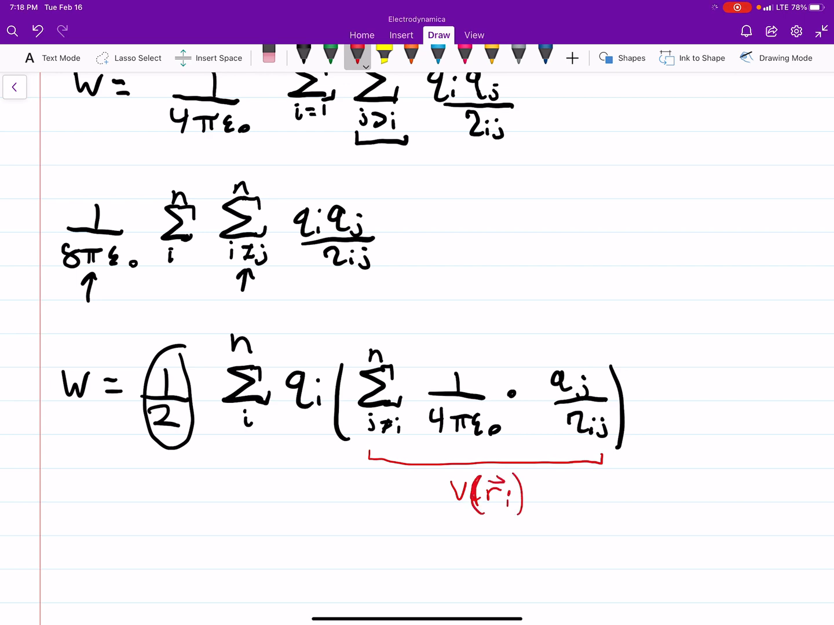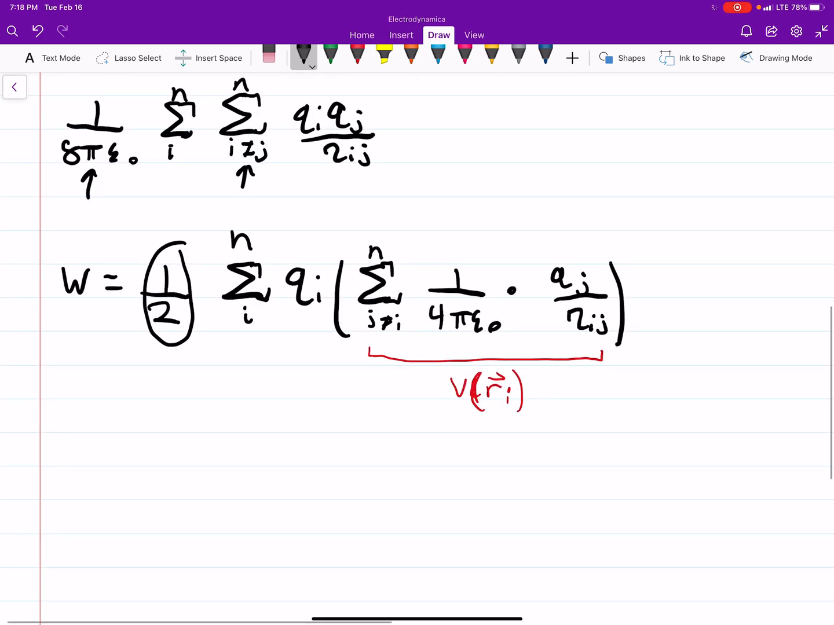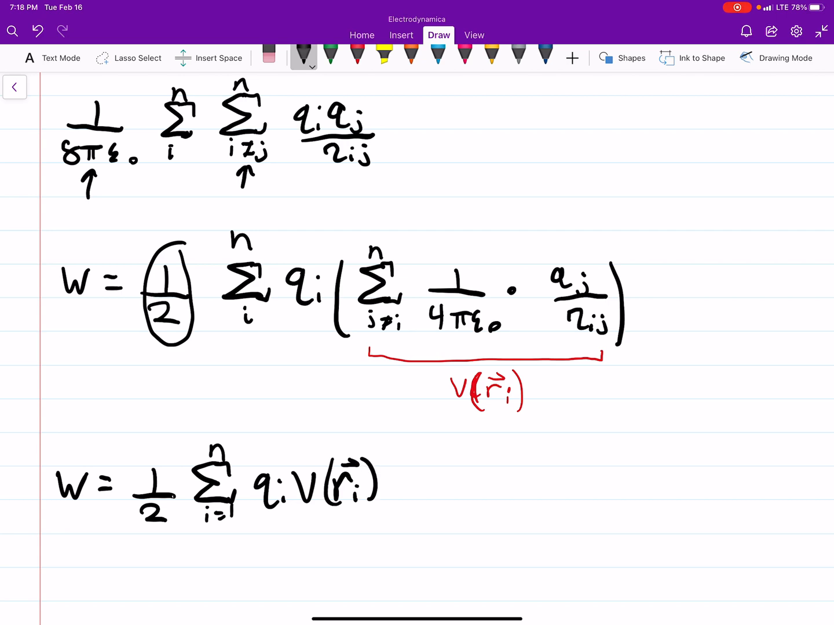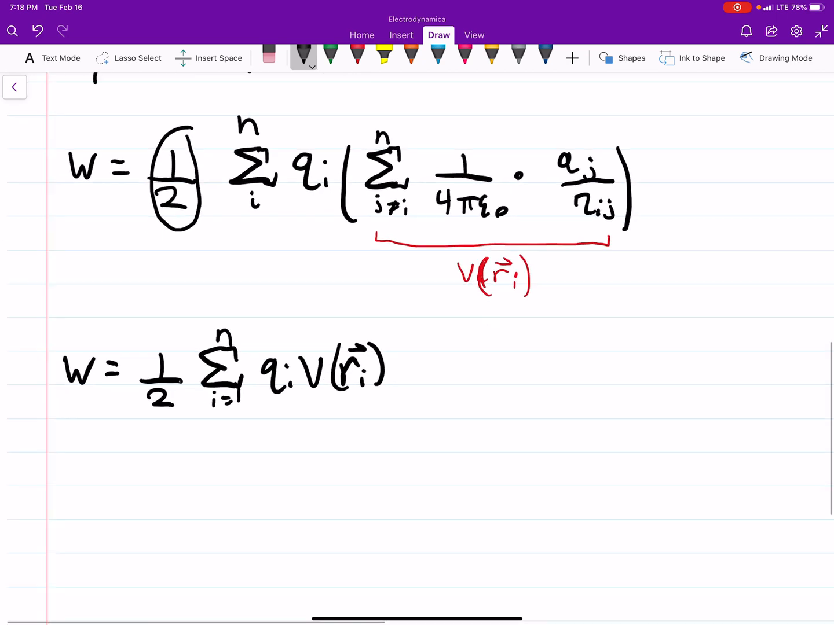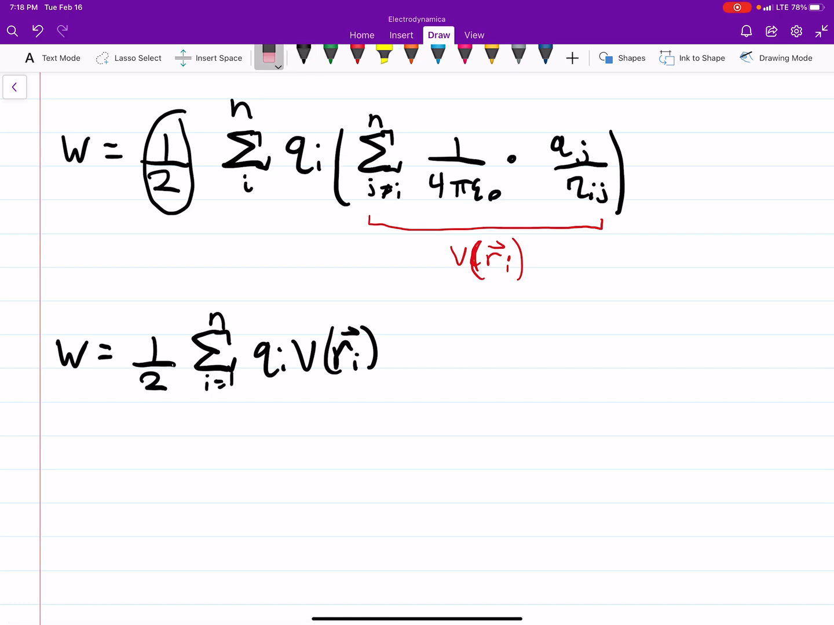which you can get as some function of r. So that's why that's written the way that it's written. So you get 1/2 the summation i equals 1 to n of q sub i, and now we have our potential. Now you could also write this as an integral if you're doing an infinite sum. And this just becomes dq V of r.